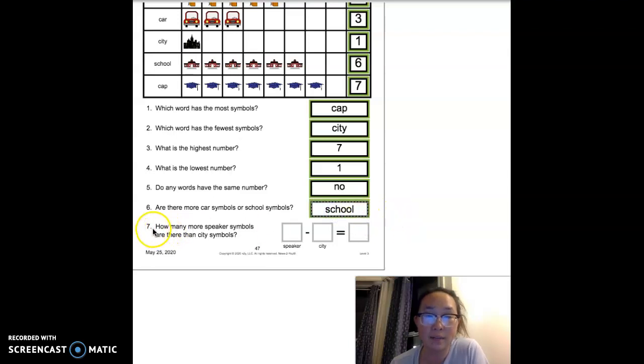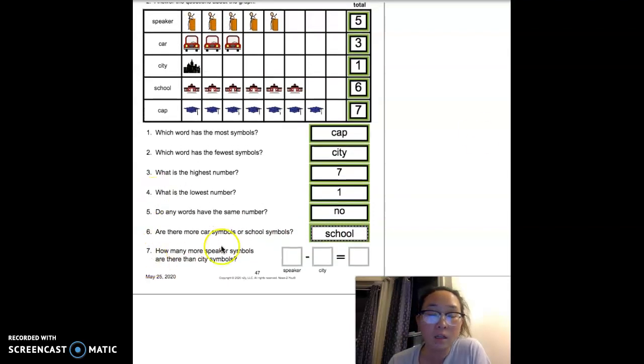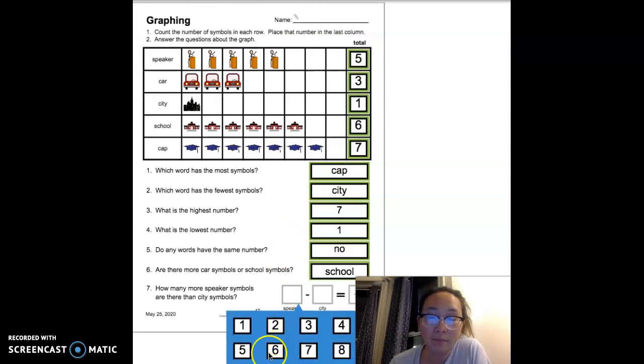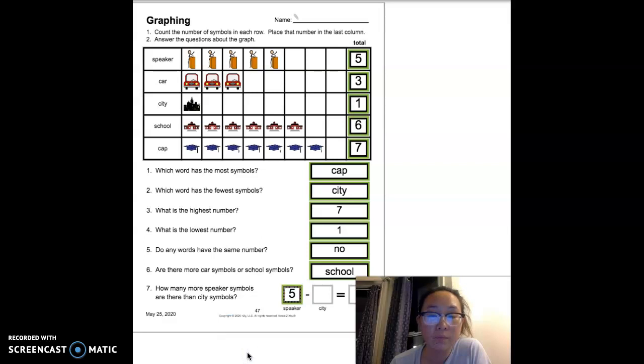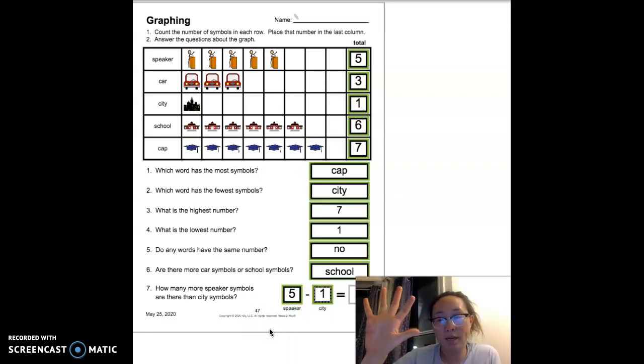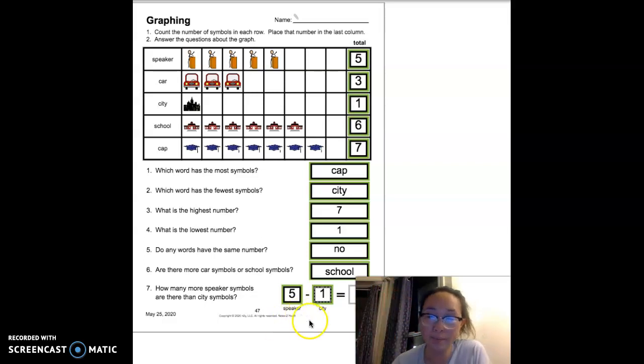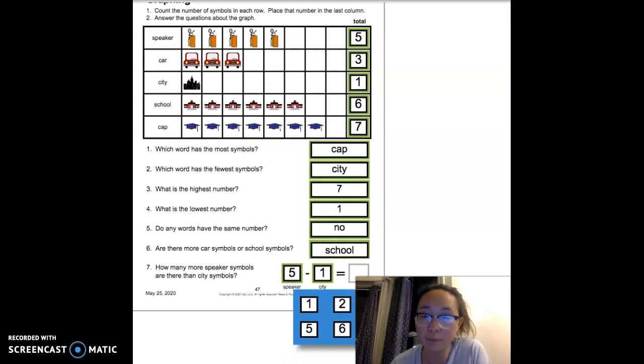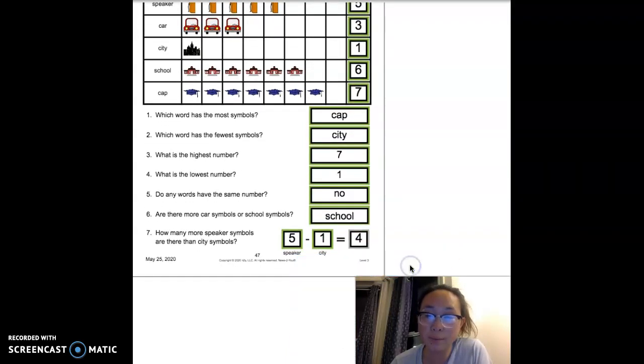And our last one, number 7. How many more speaker symbols are there than city symbols? So we've got to scroll up a little bit. For speakers, we have 5. So we're going to put 5. And city symbols, we have 1. So we're going to put 1. And we're going to see 5 minus 1 equals 4.